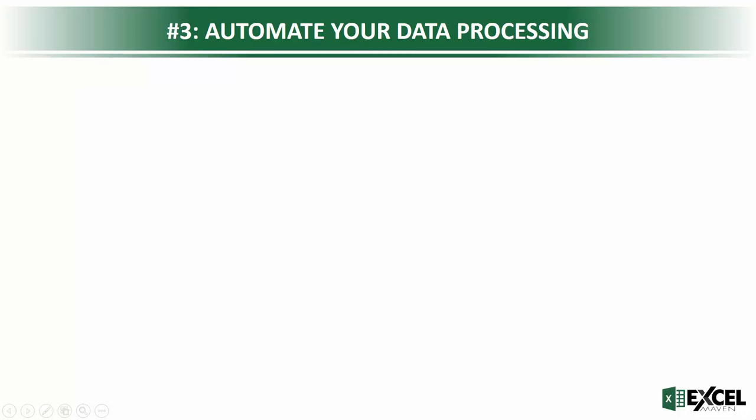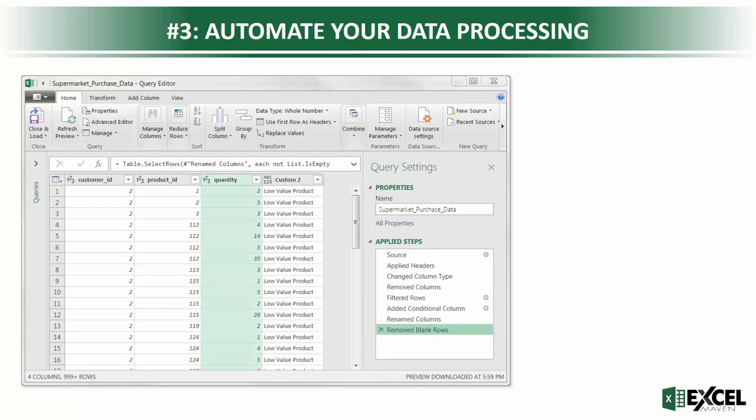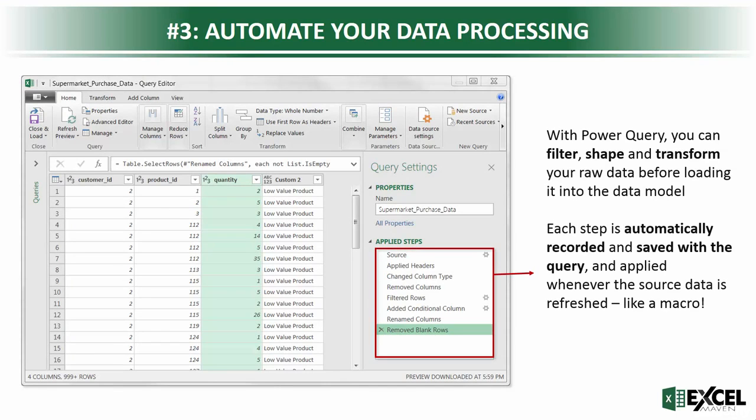Third key benefit, automate your data processing. So this is a screenshot from the Power Query editor. And with this editor, you can filter, shape, and transform your raw data before it even loads into the data model. And what's awesome about this, it's just like a macro. It records each step that you take automatically and saves it with the query and with the workbook connection, so that every time you need to load this data, just press refresh, it runs through all those applied steps, and boom, you've automated your process. And I'll pop back into Excel and show you exactly what this looks like in Excel.